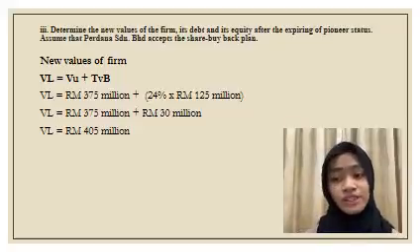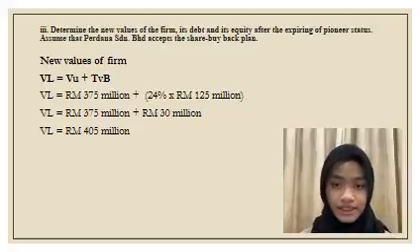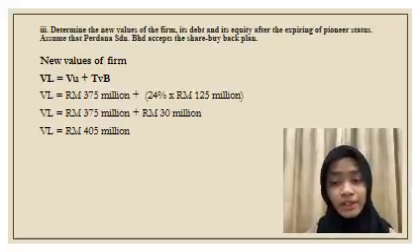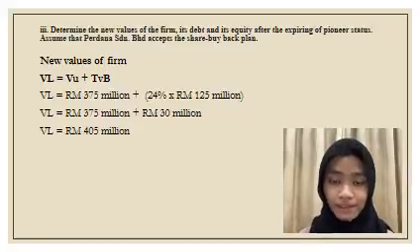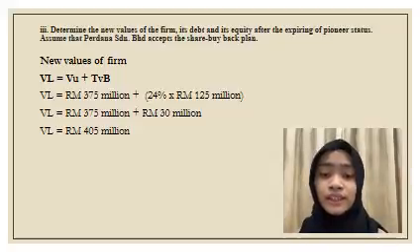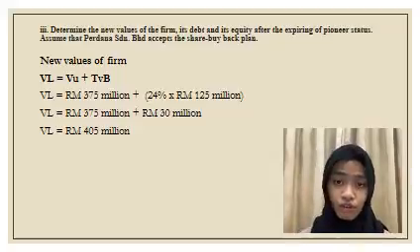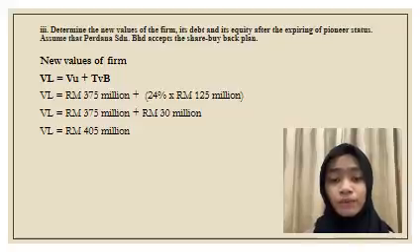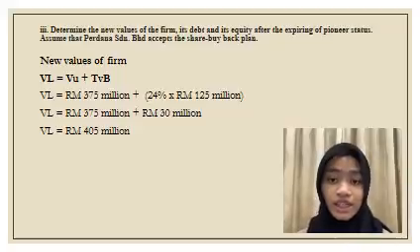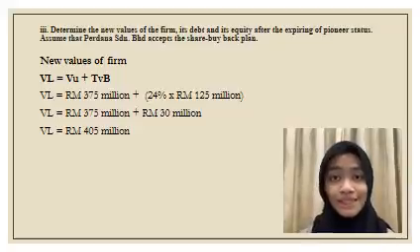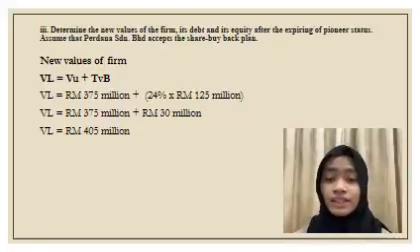Okay, for Roman 3, the question asks: determine the new value of the firm, its debt, and its equity after the expiry of pioneer status. Assume that Perdanis never accepted the share buyback plan. So we need to find the new value of the firm, where we can use the formula VL equals VU plus TB.